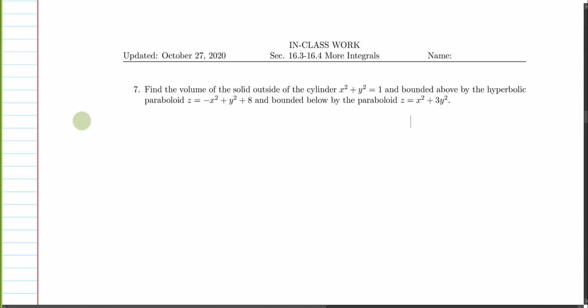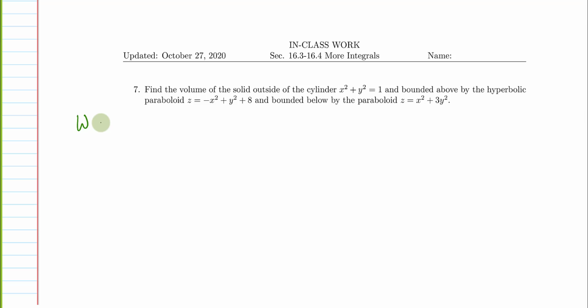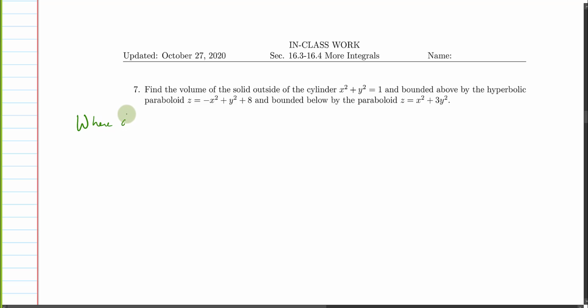So that's the first question we have to ask. So again, I'm going to continue with this problem, but I'm going to assume that I don't actually know what this graph looks like down below here. Okay, so we're going to ask the question, where do the two surfaces intersect? Okay, and in this case what I'm going to do is I'm going to set z equal to z.